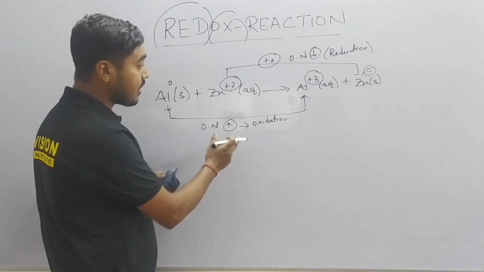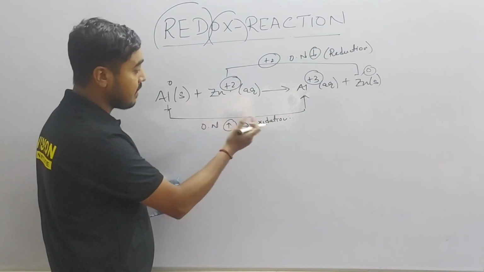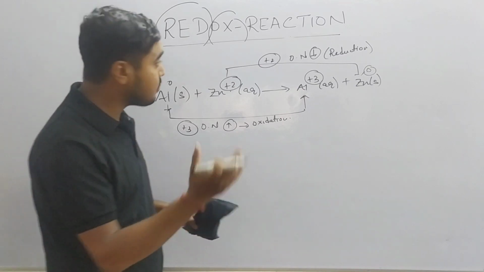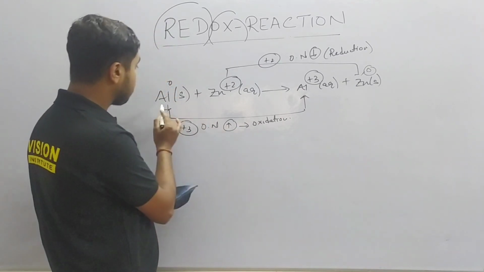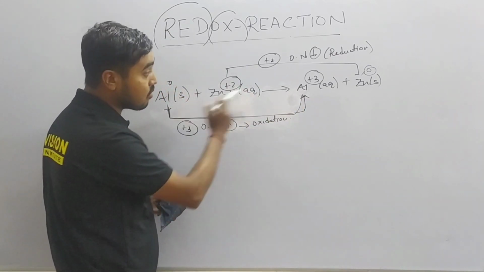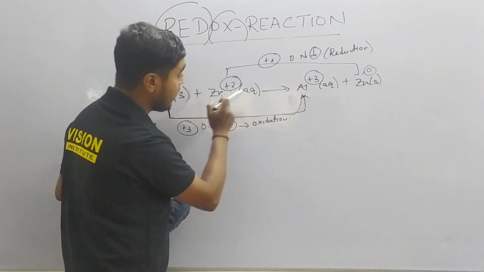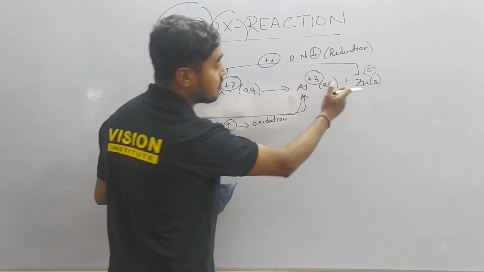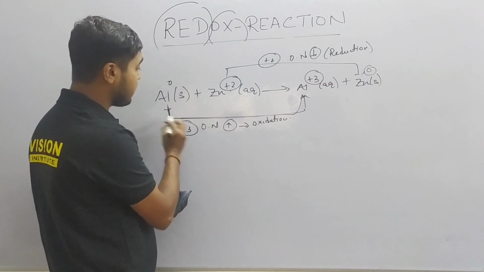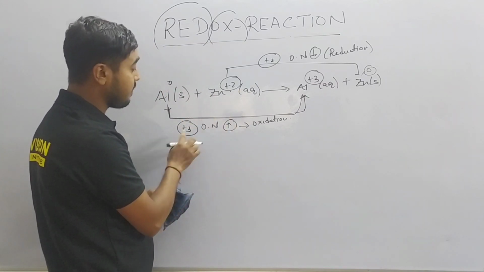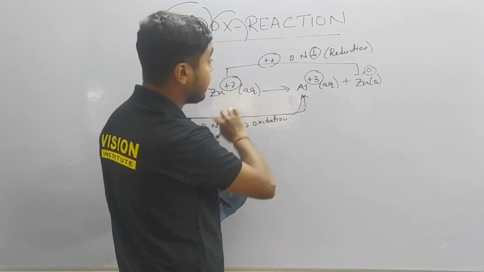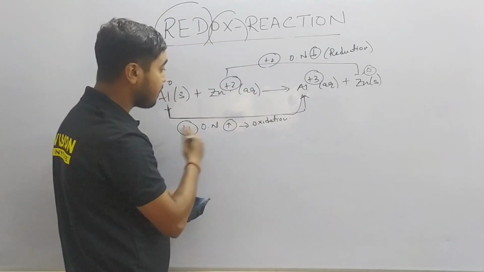Now let's try to balance this reaction. Since there is a difference in the charge, we need to balance the reaction, because here aluminium is undergoing oxidation. That means aluminium is being oxidized to Al3+, whereas zinc is being reduced from Zn2+ to Zn. Here the charge difference is 3 and here the charge difference is 2. That means it is not balanced. So how can we balance it out?